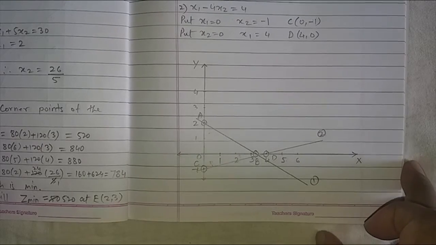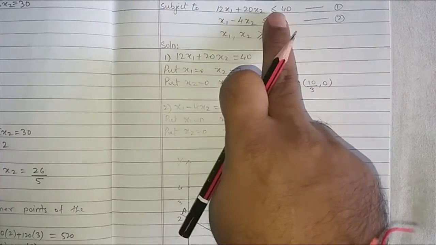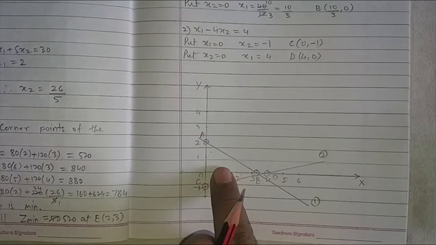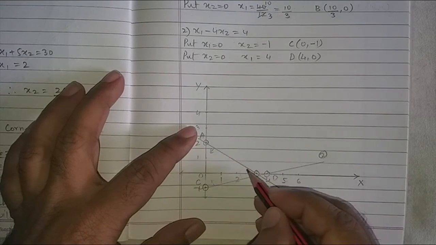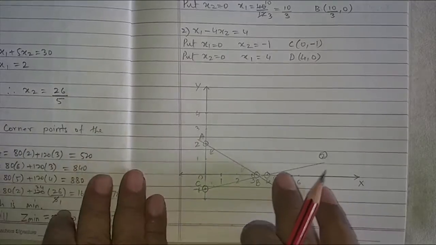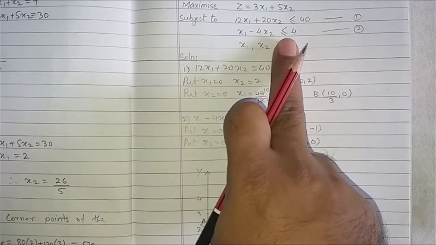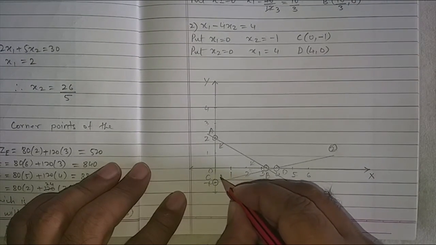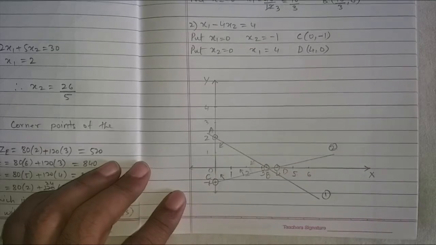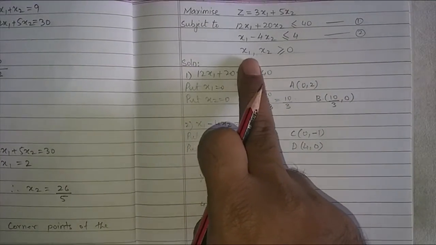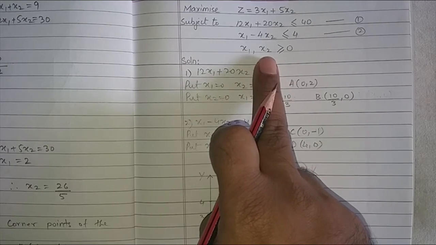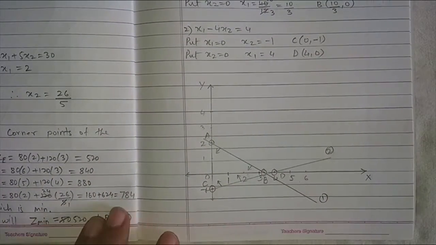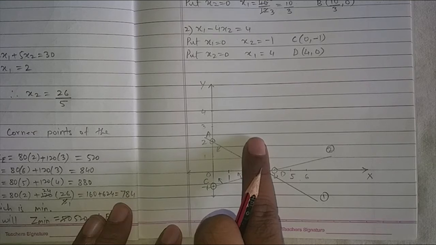Now the feasible area: because the first equation has the less than sign, it will be towards the origin. So this is my feasible region. Even for the second equation, we have less than equal to 4, so the feasible region will be towards the origin. So I'll put the arrow this way. Now, due to the non-negativity constraint x1, x2 greater than or equal to 0, my feasible area cannot lie in the fourth quadrant. It has to be the first quadrant.